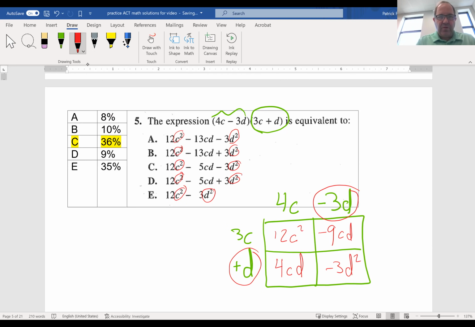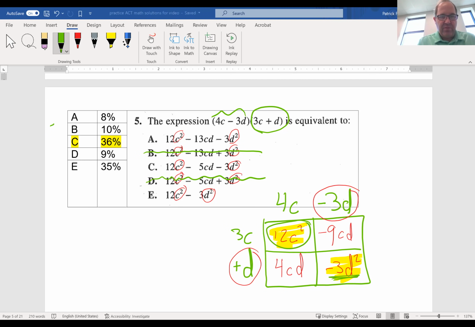Now, when I go to write these out, we've got 12C squared and a -3D squared. So I know I need those two answers. So I could safely get rid of this one, and I could safely get rid of this one. Because while they both have a 12C squared, they are both missing this -3D squared. So now we've got choice 1 and 3. So just by doing that alone, we could have gotten rid of the people that chose B and the people that chose D. That's like 19% of people would have a better shot at getting the answer.